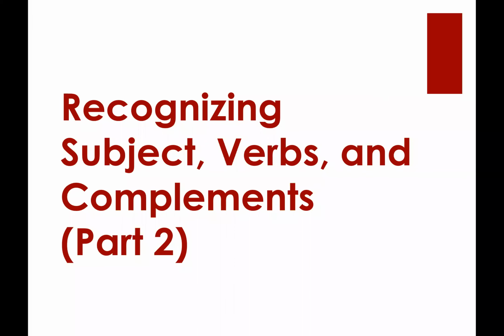Okay, today we're continuing with part 2 of subject, verb, and complements. So we know that a sentence has two elements, and the two elements are subject and predicate, which includes our verb and whatever follows the verb, right? Including direct object, predicate noun, predicate adjective, objective complement, and so on and so forth.